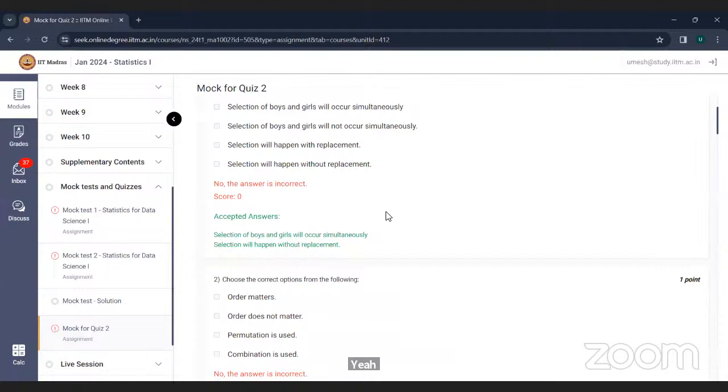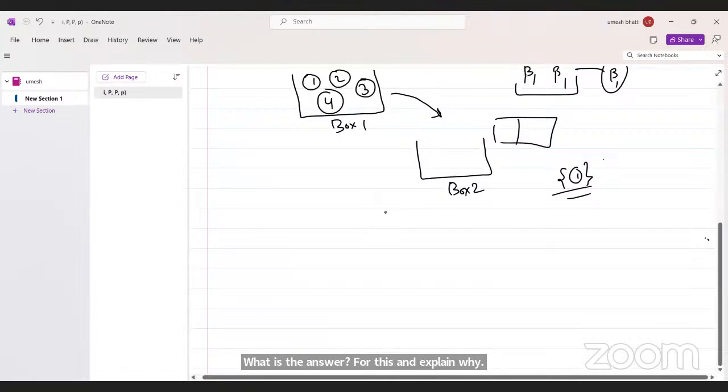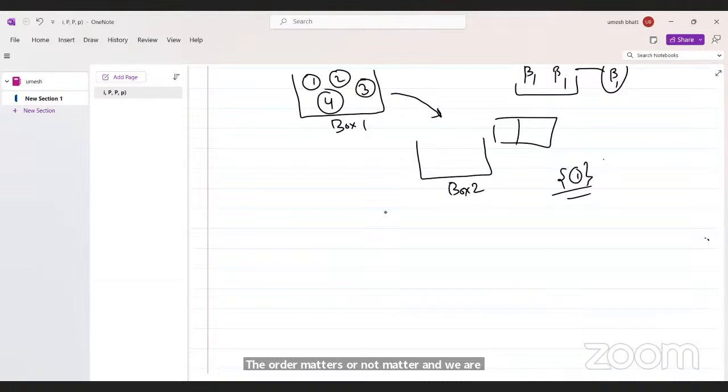What is the answer for this? And explain why. Now, does order matter or not, and are we using permutation or combination? Order does not matter, and we are using combinations. Order doesn't matter. Okay. Why?